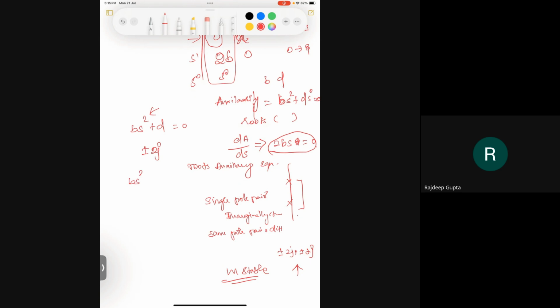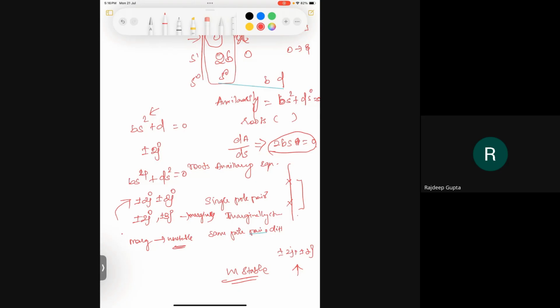But sometimes if we get b s power 4 plus d s square equal to 0, you will definitely get 4 pole pairs. In that case, if it is plus or minus 2j and plus or minus 3j, then it's marginally stable, because two different pole pairs occur on the imaginary axis. But unfortunately, if both pole pairs are the same, that is two pairs lying at the same location, then this will push the system from marginally stable to the unstable region. So in this case, you have to say the system is unstable, not marginally stable.